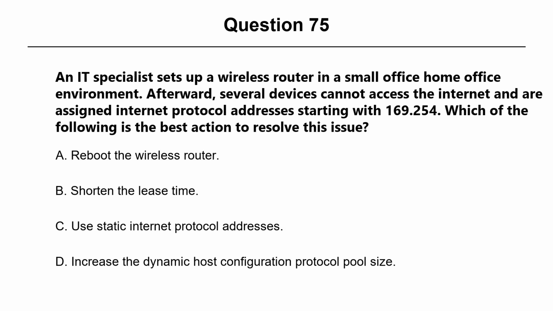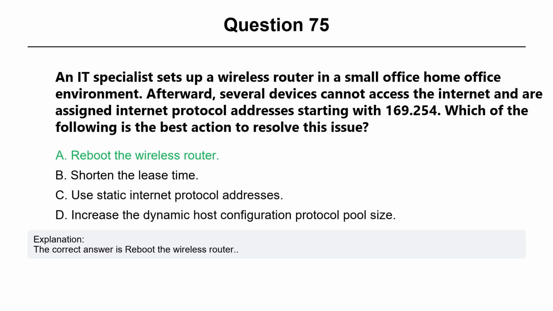Question 75. An IT specialist sets up a wireless router in a small home office environment. Afterward, several devices cannot access the internet and are assigned internet protocol addresses starting with 169.254. Which of the following is the best action to resolve this issue? Option A, reboot the wireless router. Option B, shorten the lease time. Option C, use static internet protocol addresses. Option D, increase the dynamic host configuration protocol pool size. The correct answer is option A, reboot the wireless router.